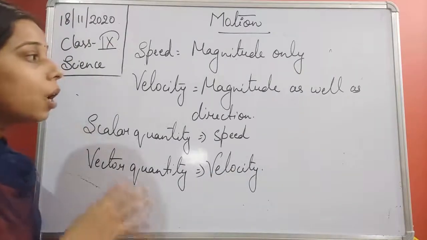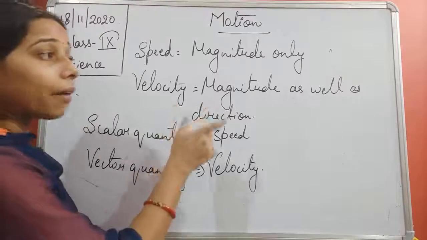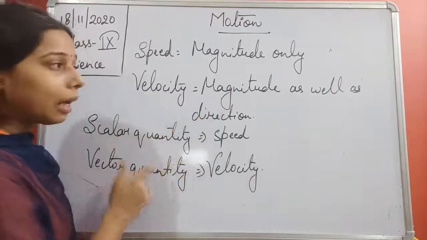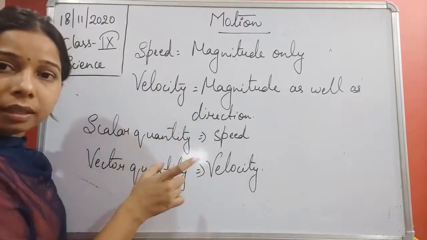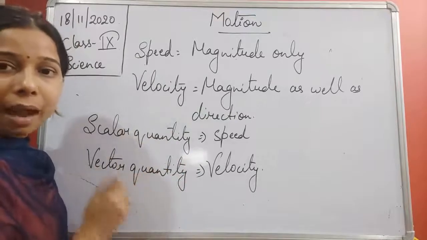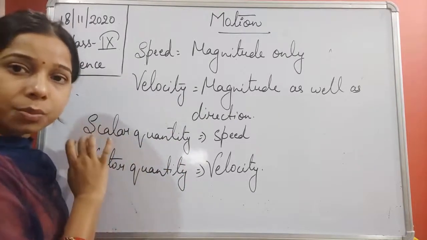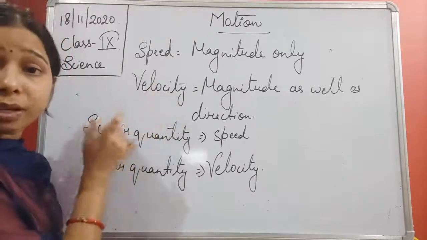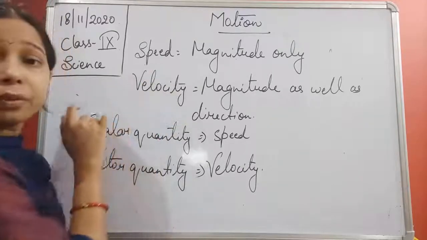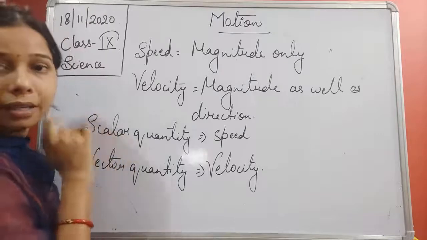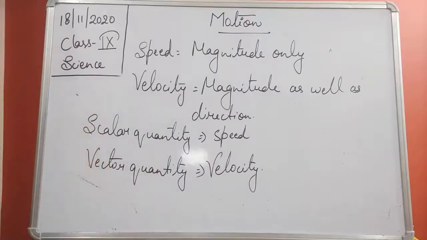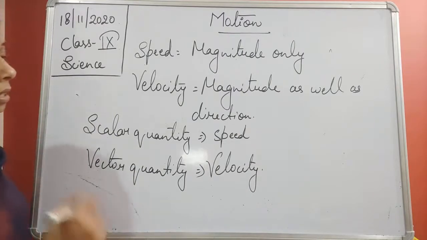Okay, and why is it so? Because one has only magnitude and the other one shows both things, that is, it has magnitude as well as the direction, and that is why we consider it a vector quantity, and the other one we consider a scalar quantity. So on that basis, students, we can say that velocity is a vector and the other one is scalar.